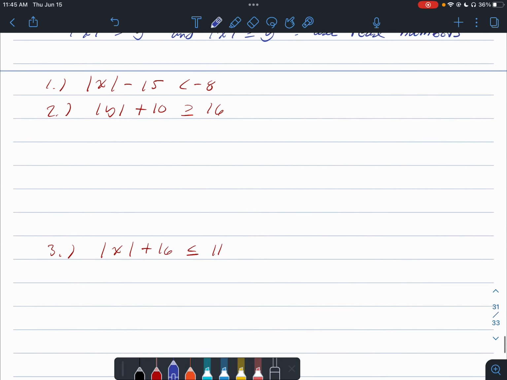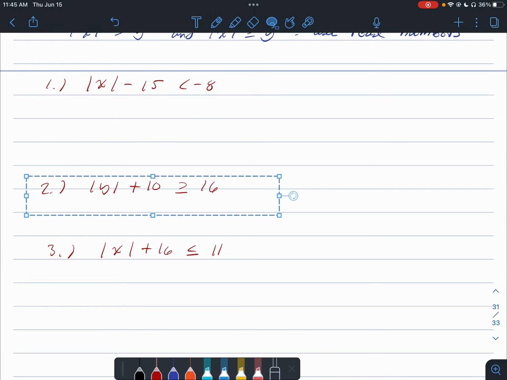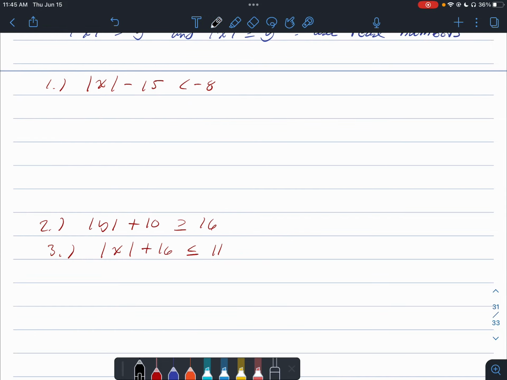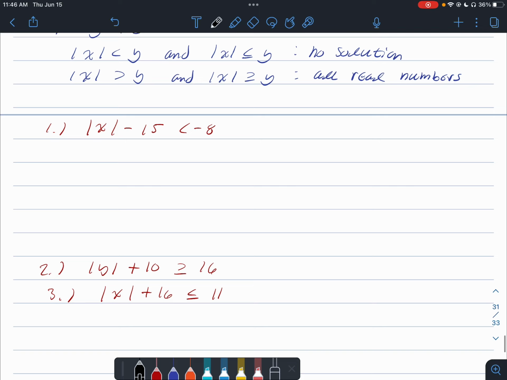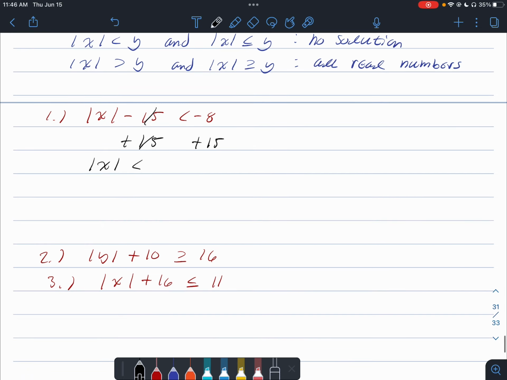Okay, so let's go ahead and solve a few of these. Didn't space these out very well, but you get the idea. So here we have the absolute value of x minus 15 is strictly less than negative 8. So let's go ahead and add 15 to both sides. And we're going to end up with the absolute value of x is strictly less than 7.